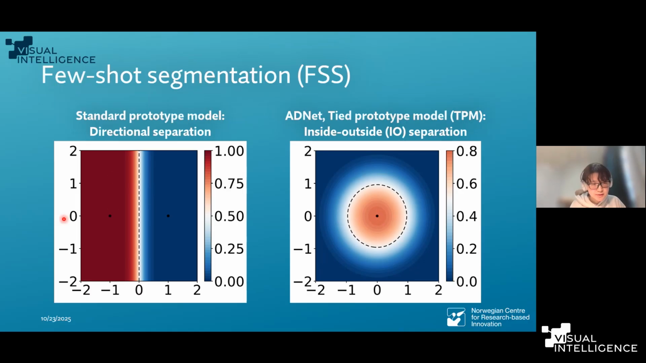So instead of doing directional separation, using IO separation distinguishes the inside region from the outside region. You can see that this approach will be more advantageous in segmentation, because the background class is hard to represent with only a few prototypes. But by using IO separation, we can focus on representing the foreground class.